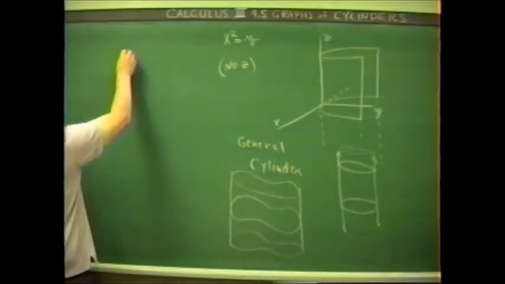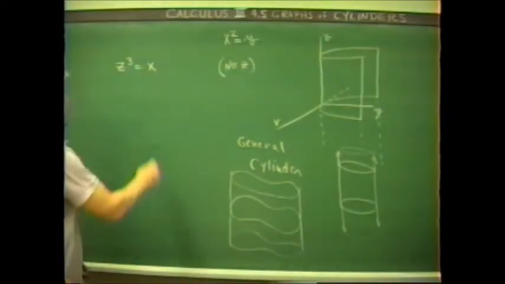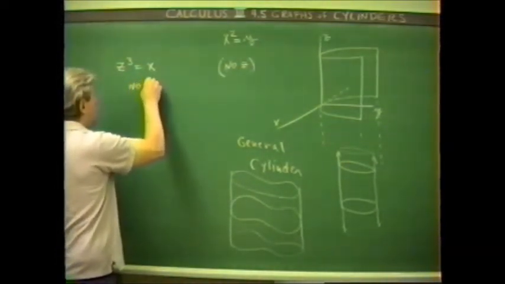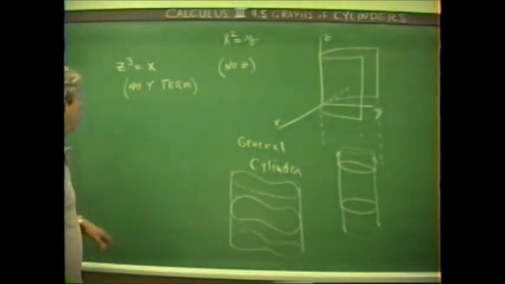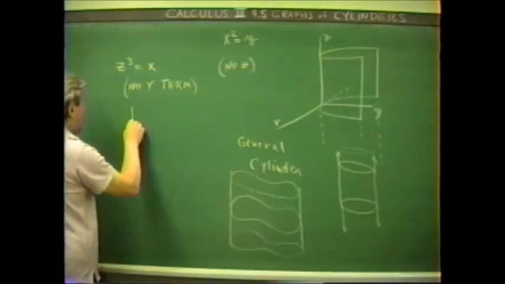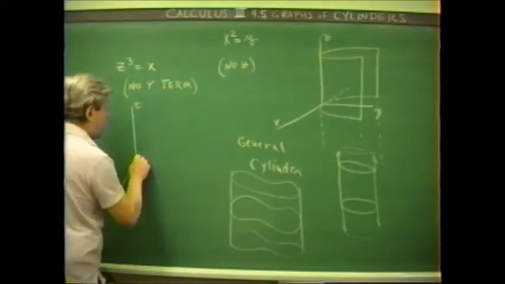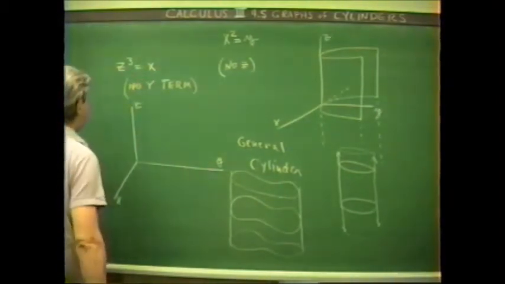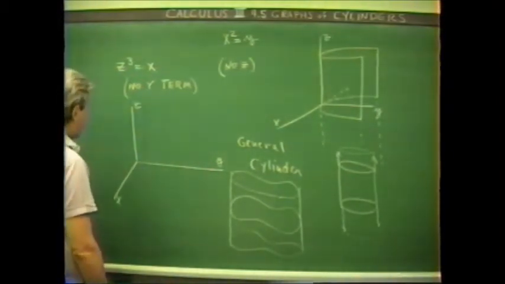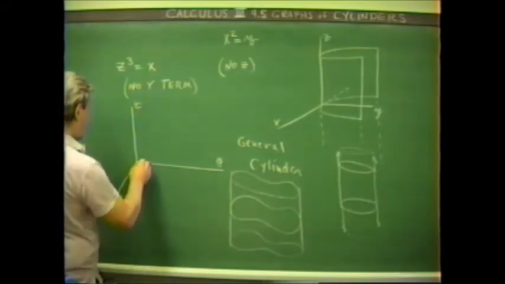There are other possibilities, of course. If we had something like z cubed is equal to x, here we have got no y term. So this is going to be a cylinder. Here we want to draw the graph in the xz plane and then extend it indefinitely in the y direction. So if we looked at x is equal to z cubed, what does this look like? Well, it goes through the origin.